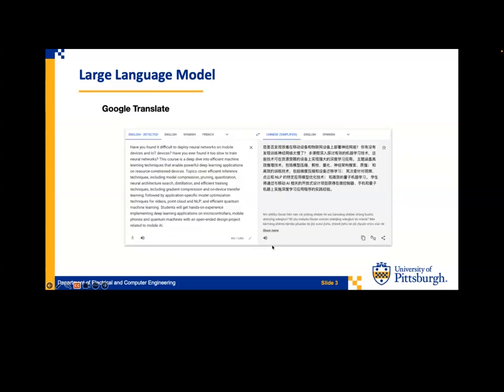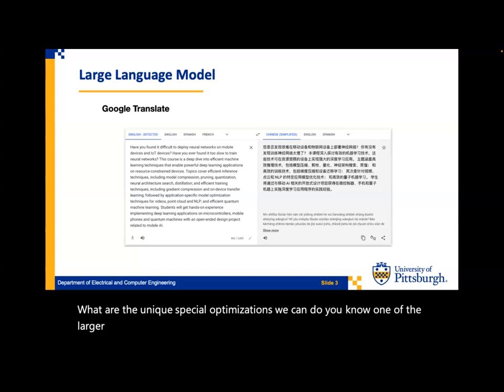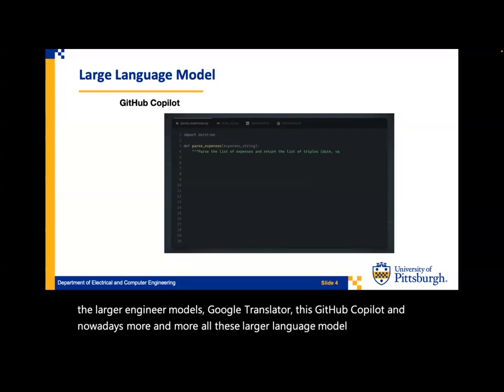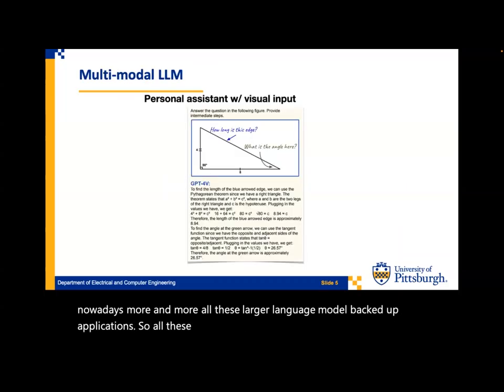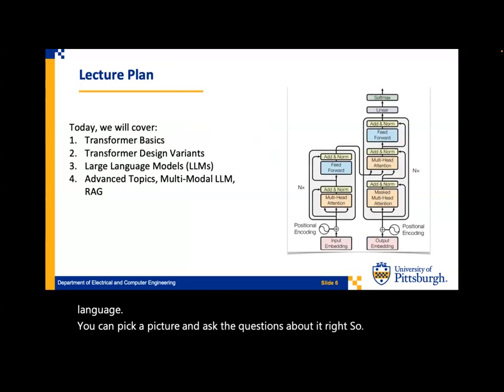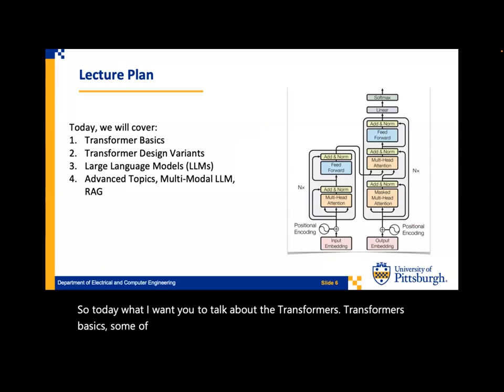So, ChatGPT is one of the large language models. There is also Google Translator, GitHub Copilot, and nowadays more and more applications backed by large language models, right? There are multimodal large language models, visual language models, where you can take a picture and ask a question about it. So today we are going to talk about transformer basics, some of the design variants, and the large language model with some advanced topics.